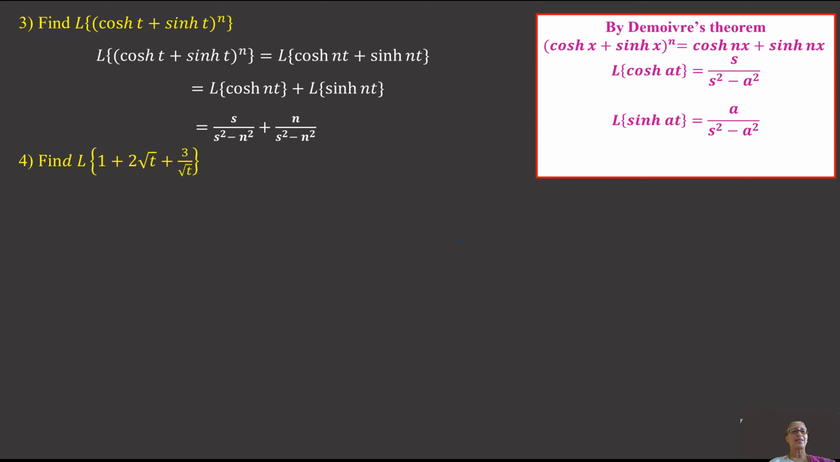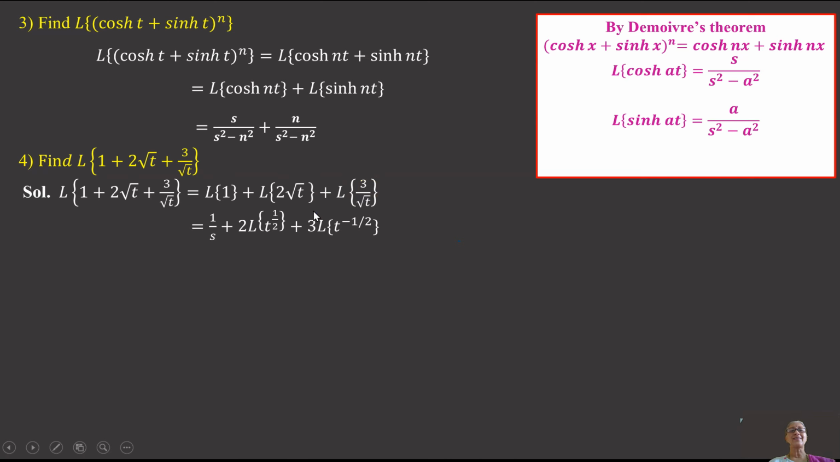Let us see one more example. Find Laplace transform of 1 plus 2 into square root of t plus 3 upon square root of t. Before applying Laplace transform, let us apply linearity property. So by linearity property, Laplace transform of this whole bracket can be written as Laplace transform of 1 plus Laplace transform of 2 root t plus Laplace transform of 3 upon square root of t.